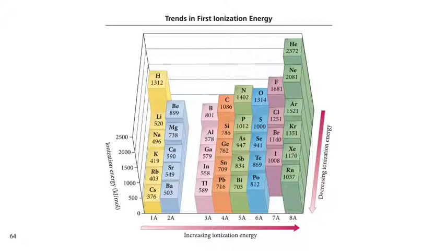So why does it increase across the period? What happens to the size of the atom as we go across the period? It gets smaller, right? Smaller means the valence electron's closer to the nucleus, and so that makes it harder to take off than when it's farther away.